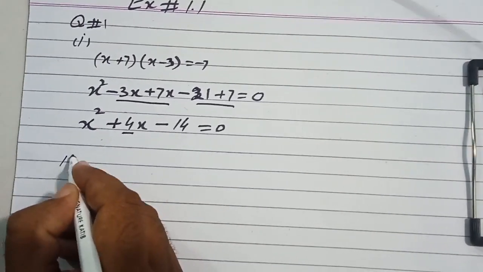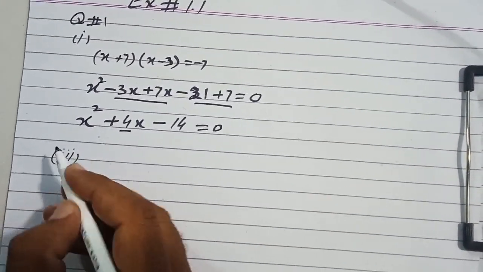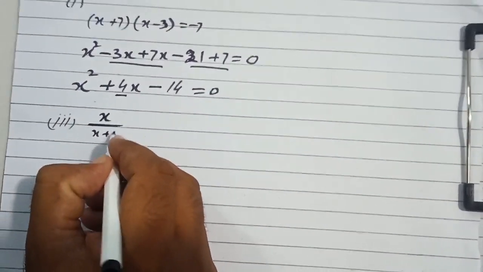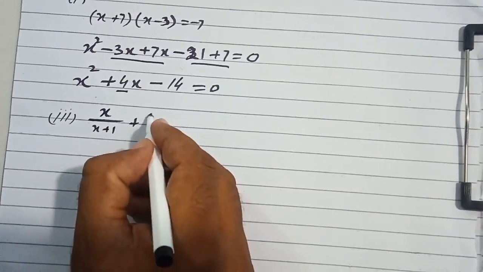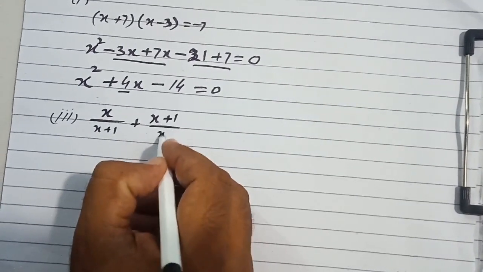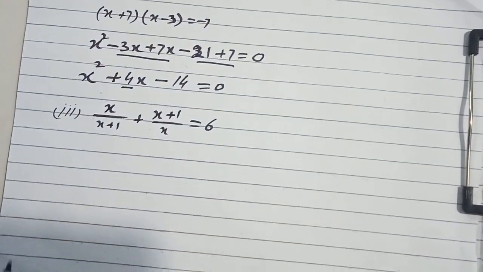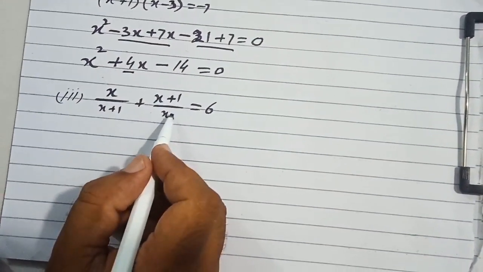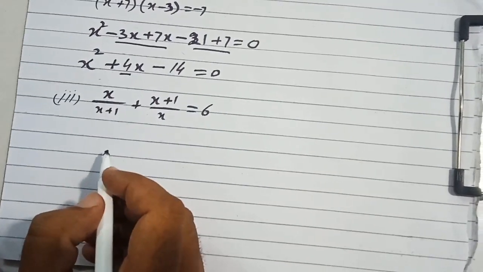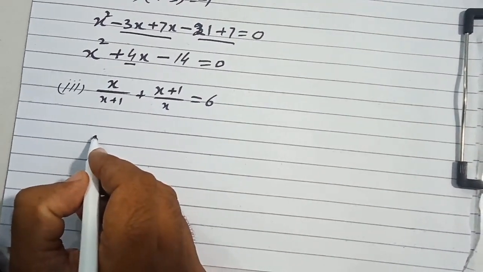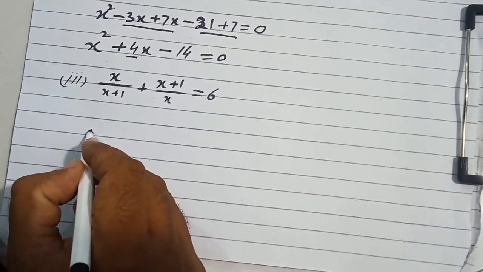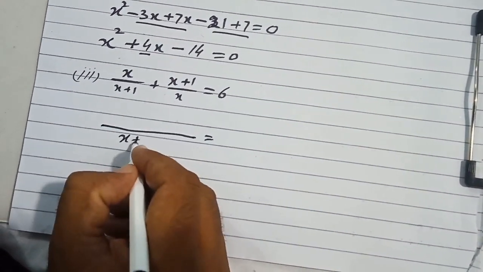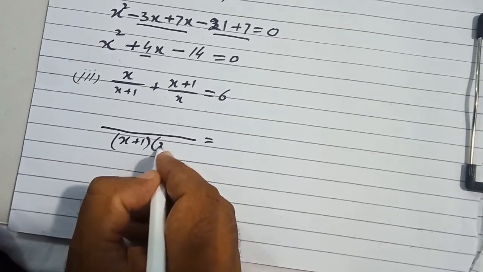Now I am going to solve the third part of question number 1, and the third part is x over x plus 1 plus x plus 1 over x is equal to 6. We have to convert this equation into the standard form of the quadratic equation, and there are two fractions on the left side, and you know that fractions are solved with the help of LCM. So the LCM of the left side will be x plus 1 into x.